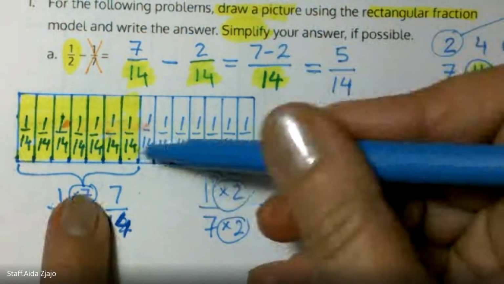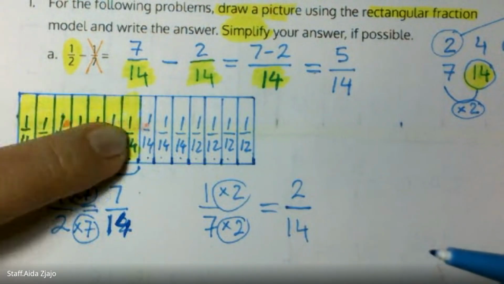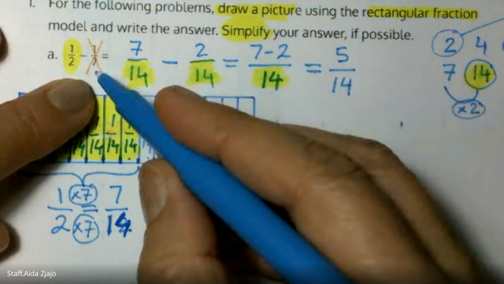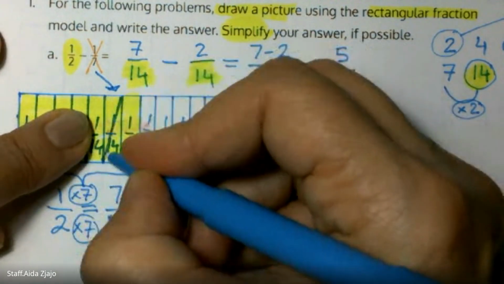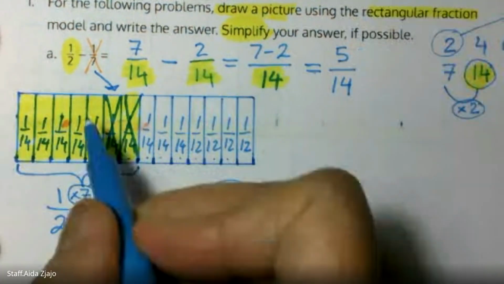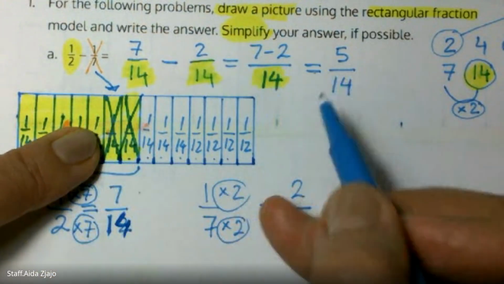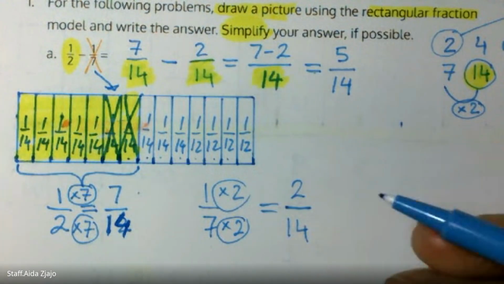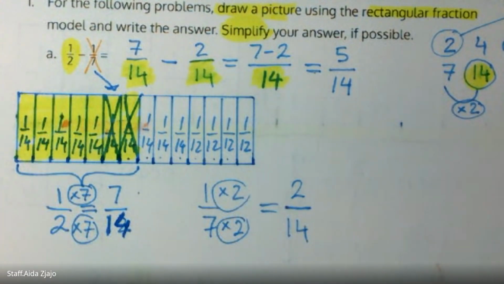So how that looks on a picture. This is your half. 1/2 represents 7 14ths, and you're gonna give me this much. This 1/14 and this 1/14. So that will be 1, 2, 3, 4, 5 14ths that is left for you. So that will be the answer, 5 14ths.